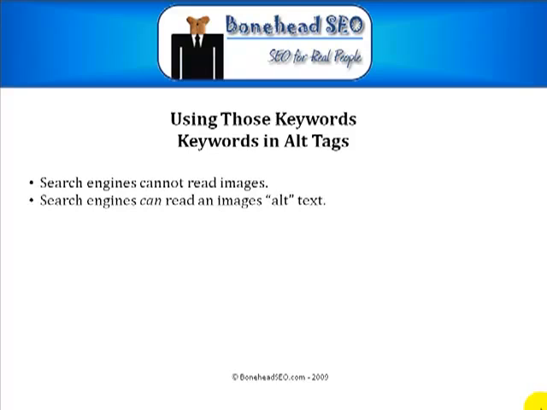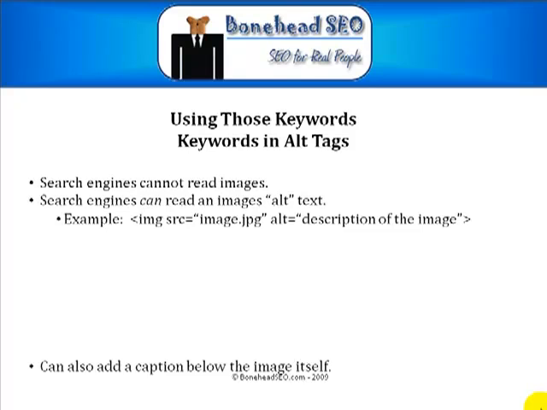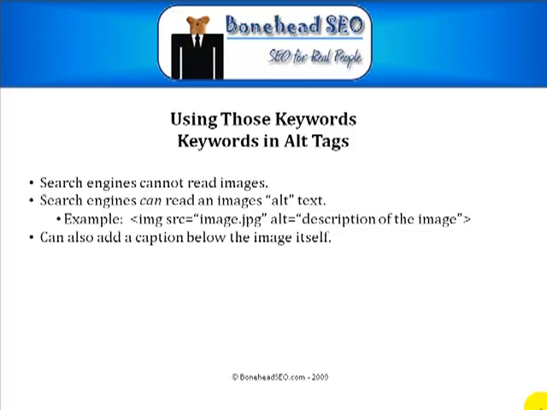This descriptive text is called the image's alt tag, and it's really nothing more than a brief description of what that image is or what that image contains. Additionally, you can also put a caption just below the image that also gives a brief description of that image. Having both on your web page is not going to create a huge boost in rankings, but it will help the search engines understand what your web page is all about.